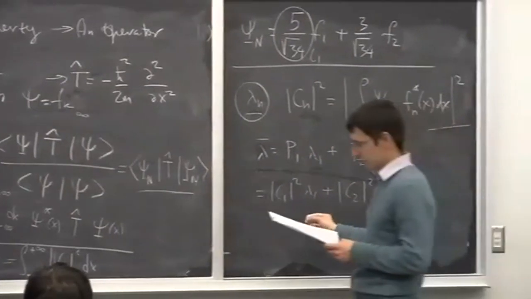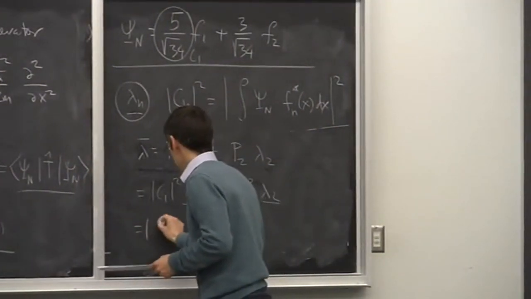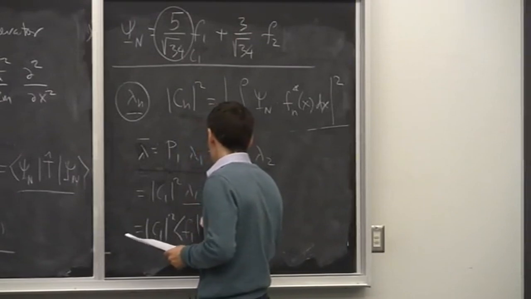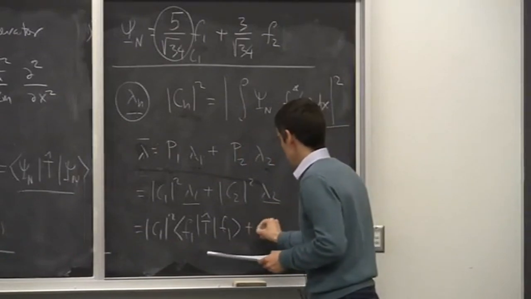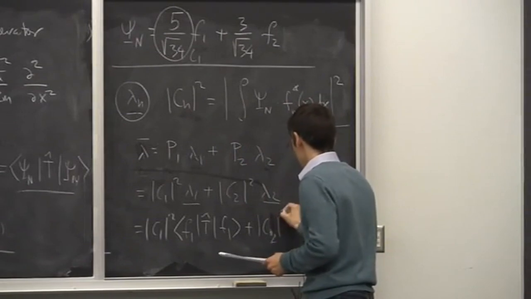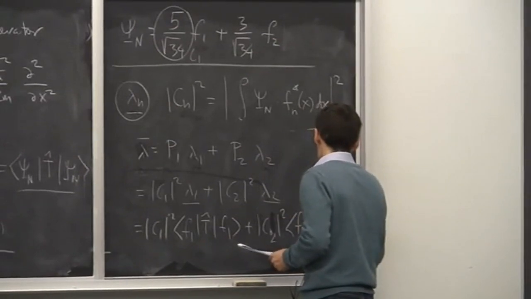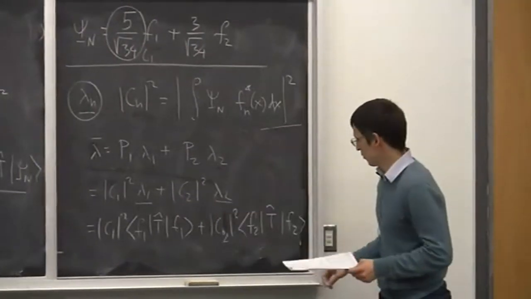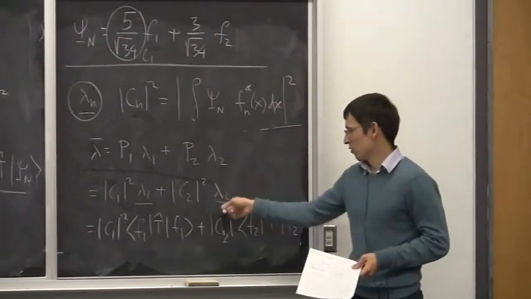Now I can always substitute lambda 1 and lambda 2 by the following. Lambda 1 by the integral of f1 T f1, and lambda 2 will be substituted by the same thing but with f2, right? Because when T acts on f2, it will produce lambda 2, and f2 integrated with f2 will give you 1. So overall it's lambda 2.